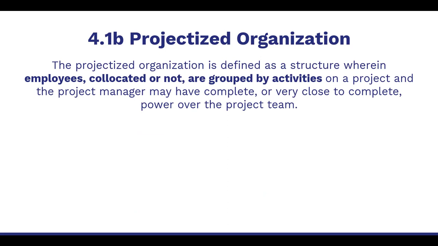Now, let's go ahead and talk about a projectized organization. The projectized organization is defined as a structure wherein employees, collocated or not, are grouped by activities on a project, and the project manager may have complete or very close to complete power over the project team. Typically, the project manager has the authority for budgets, personnel, and decision making. You'll see that people report upward to the project manager. And the reporting manager is a project manager, not a functional manager like in a functional organization.